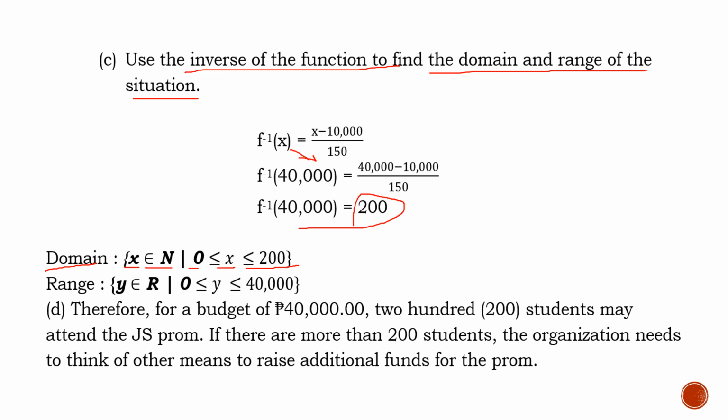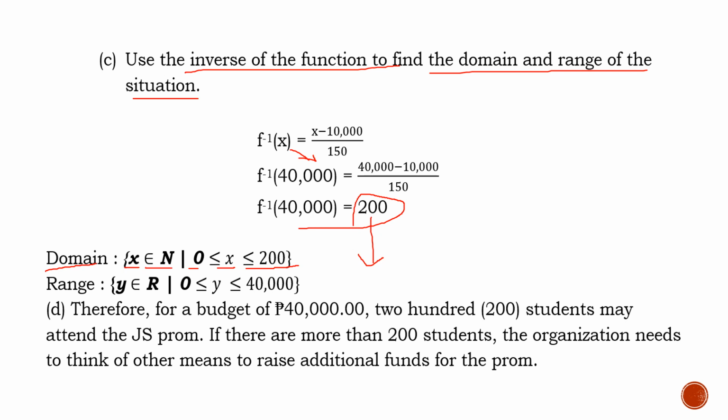And it can be equal to 200, because 200 will be the maximum value that we can put as a value per x here, based on the allocated budget, which is 40,000 only. So we cannot invite more than 200 guests, because our allocated budget is only 40,000 pesos. That's why we need to consider and reconsider the allocated budget for this event or celebration. We can invite 200 guests only for this one.